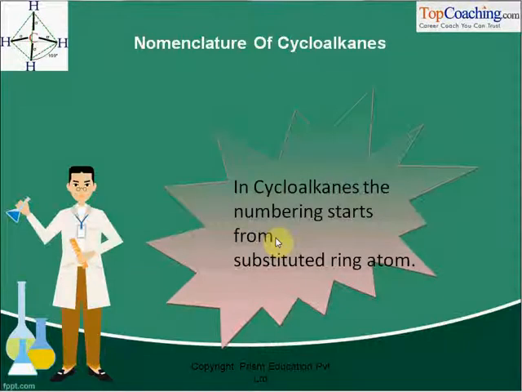So let us try naming a few cycloalkanes now. By now we know what cycloalkanes are. The cyclic compounds of carbon are known as cycloalkanes. So friends, in cycloalkanes, the numbering starts from the ring atom which is substituted, right? The carbon which has a functional group attached to it is the carbon from where numbering is started in a cycloalkane.